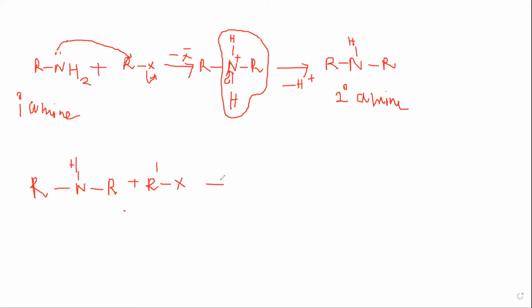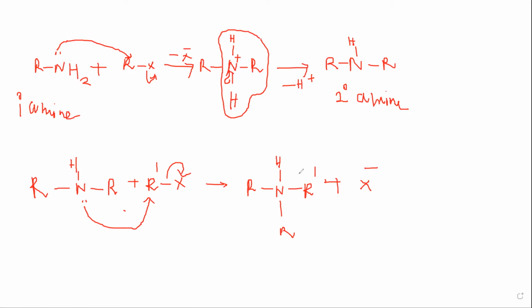Again, the nitrogen's lone pair will be attacking this R dash, and X will be leaving as X minus. So what is the product? Now you will know it. It will be RNHR with the R dash attached, plus X minus. So this is the next product.